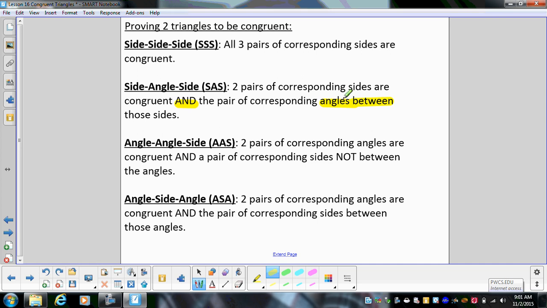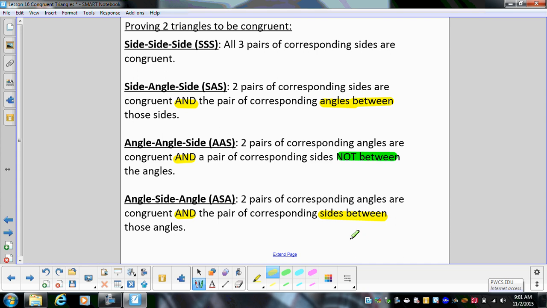If we have 2 pairs of angles that we know are congruent, and then we have another pair of sides congruent that are not between the angles, we can say they're congruent by angle, angle, side. And last, if we have 2 pairs of angles congruent and the sides between, we can say they're congruent by angle, side, angle.